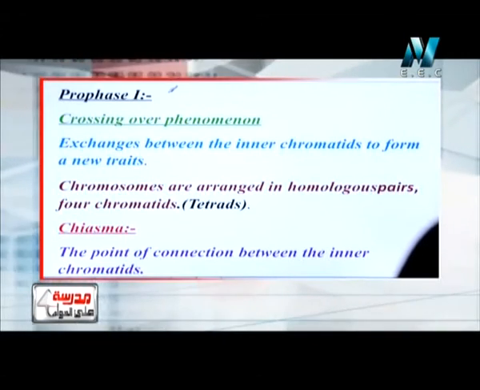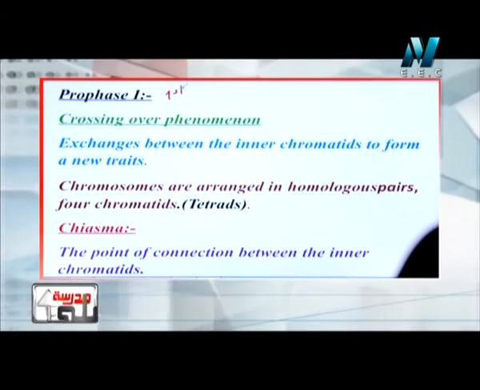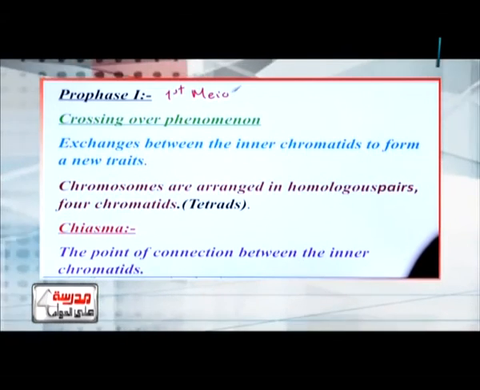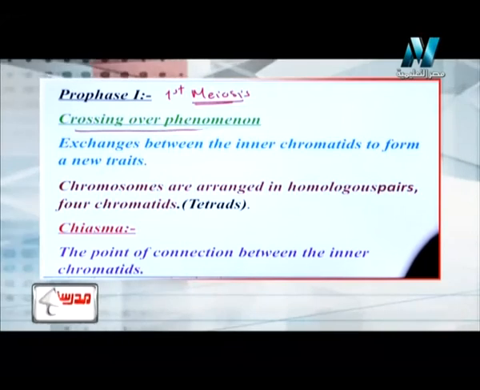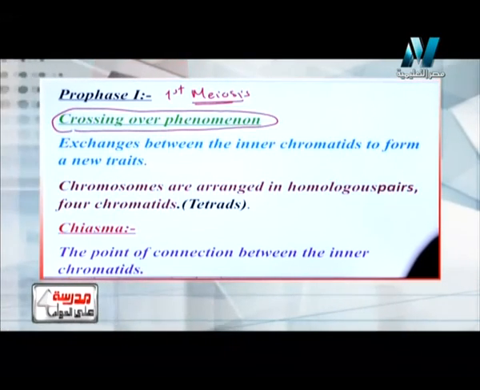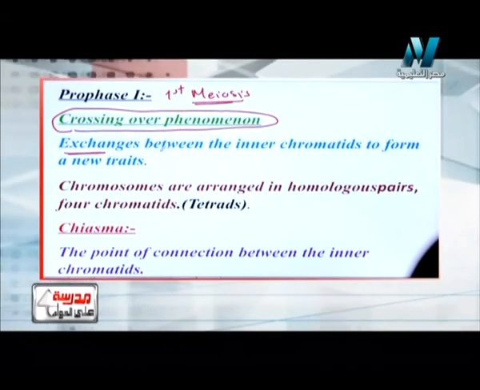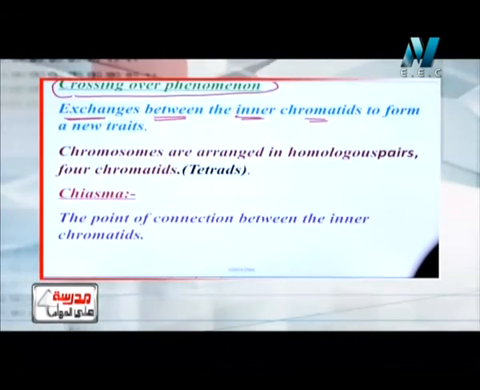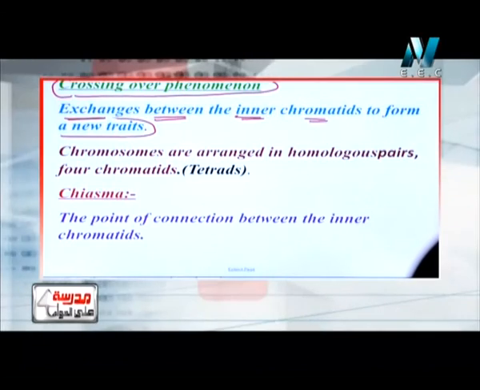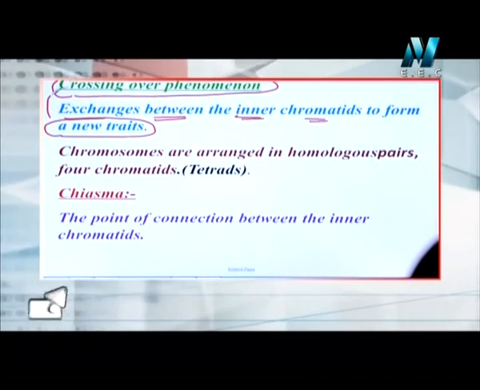بتحصل in the first prophase أو prophase number 1 in first meiosis. نبص على المونيتور ونشوفها. تعالوا نشوفها مع بعض. يبقى عندي هنا number 1 prophase 1 or in the first meiosis. ايه اللي بيحصل؟ Crossing over phenomenon. Crossing over phenomenon بيحصل فيها ايه؟ Exchange between inner chromatids to form new traits. عمرنا ما نطلع شبه بعض بسبب crossing over phenomenon.